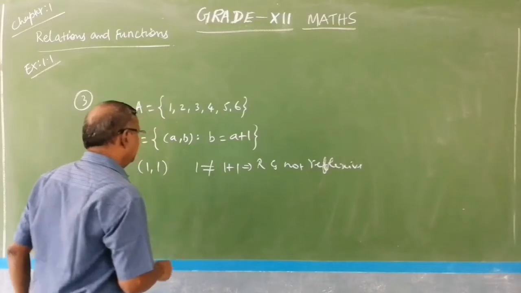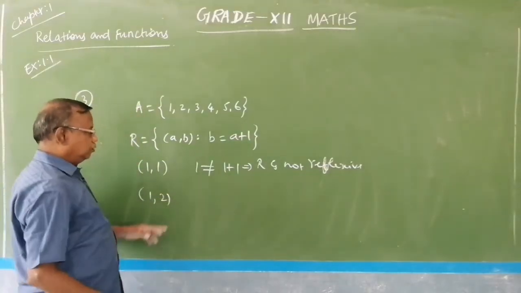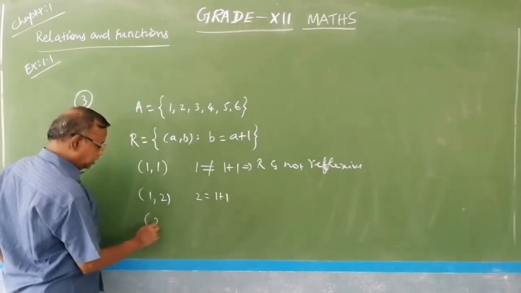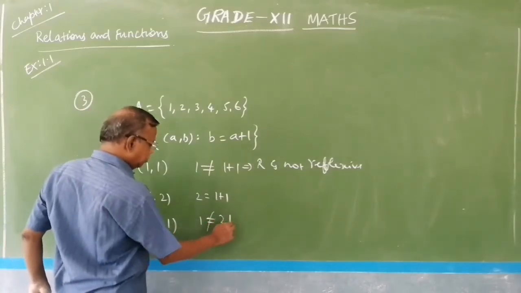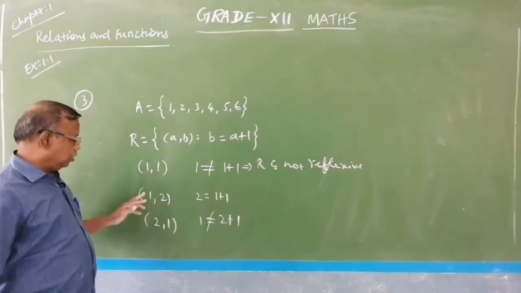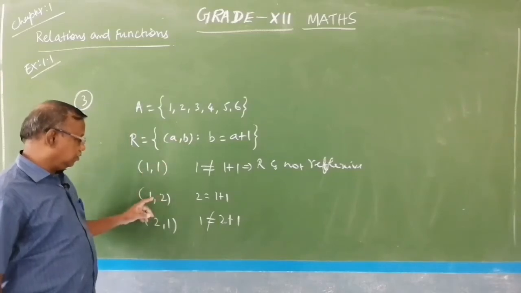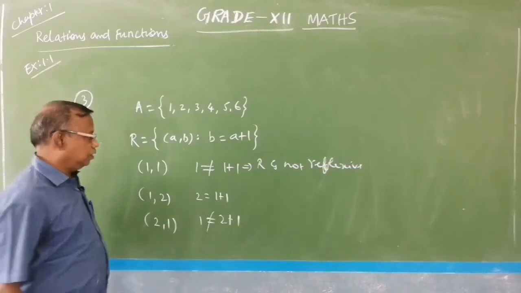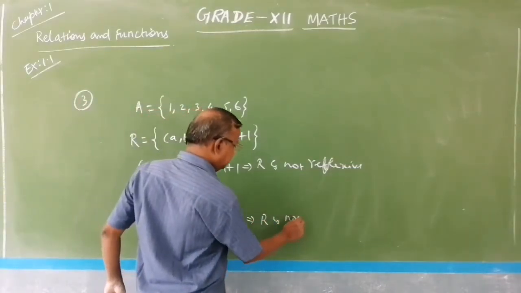Now (1, 2): 2 equals 1 plus 1, so (1, 2) is present in the relation, because b equals a plus 1. Now consider (2, 1). Here 1 is not equal to 2 plus 1. So we have R is not symmetric.